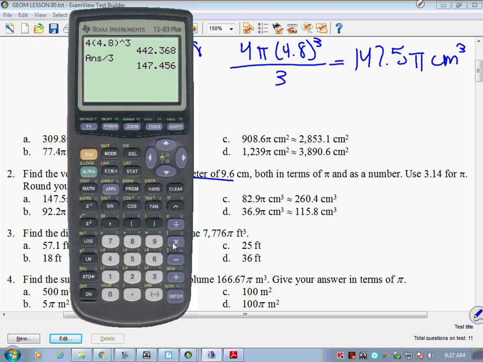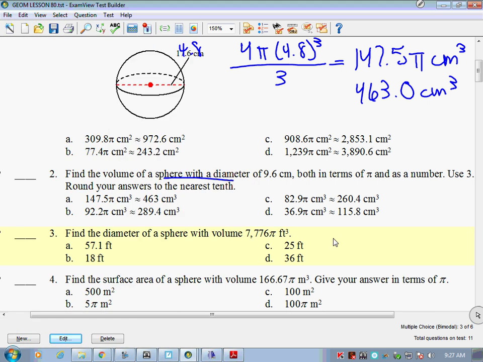Now what I can do, though, because I already have that there, is take that and multiply it by what? I can probably go ahead and multiply that by 3.14, and I'm going to get 463.0 centimeters cubed. Okay, does that make sense? All right, my answer should come out here as A.